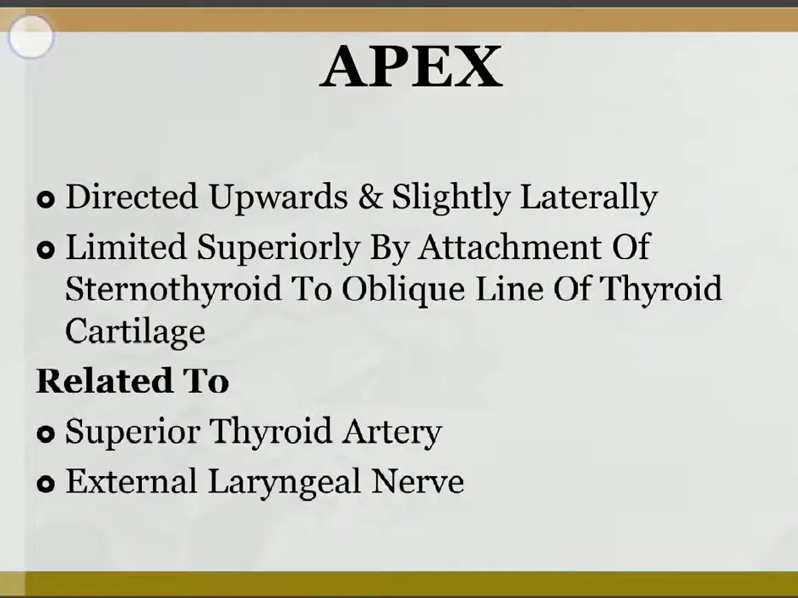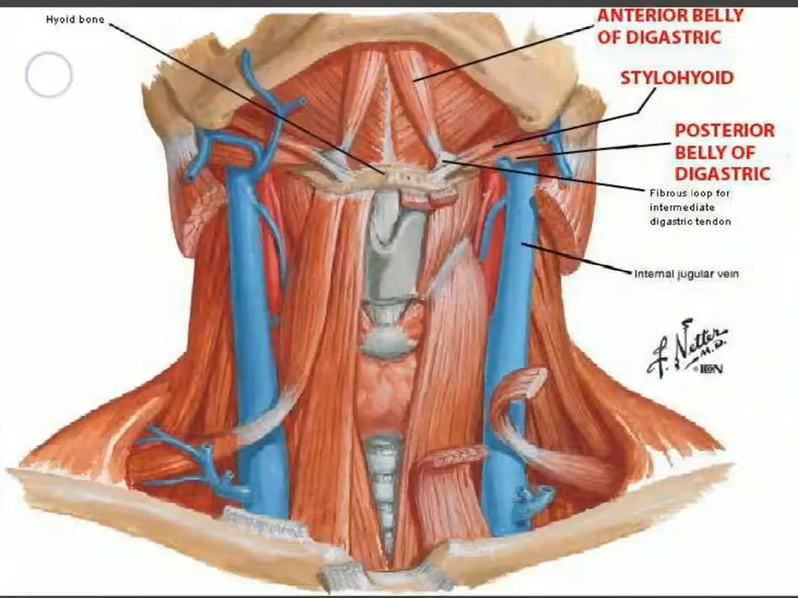The apex of the thyroid gland is directed upwards and slightly laterally, and it is limited by the attachment of sternothyroid to the oblique line of the thyroid cartilage. In this figure, these all are the infrahyoid muscles. So in the previous lecture, we had discussed about suprahyoid. We'll also discuss about infrahyoid muscles in detail later. And they are important here because they actually are related with the thyroid gland.